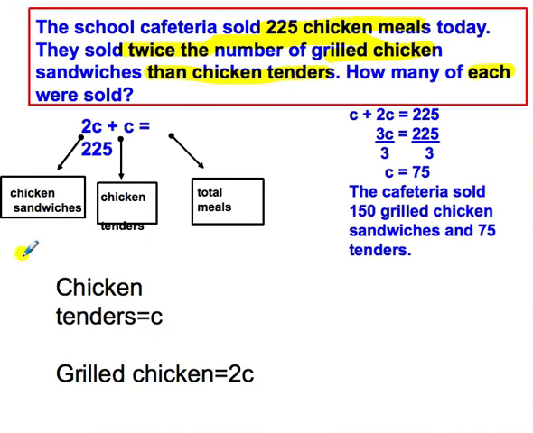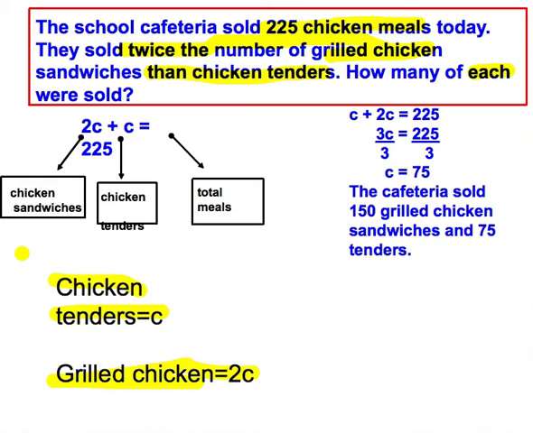Make sure you write this in down here. So chicken tenders is C. Grilled chicken is twice the number of chicken tenders, so we'll call that 2C. Twice, 2 times the amount of chicken tenders. So we know that if you add them together, you get 225.